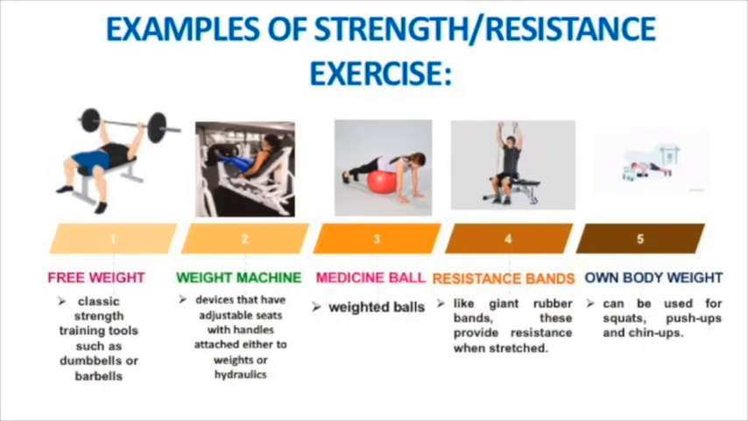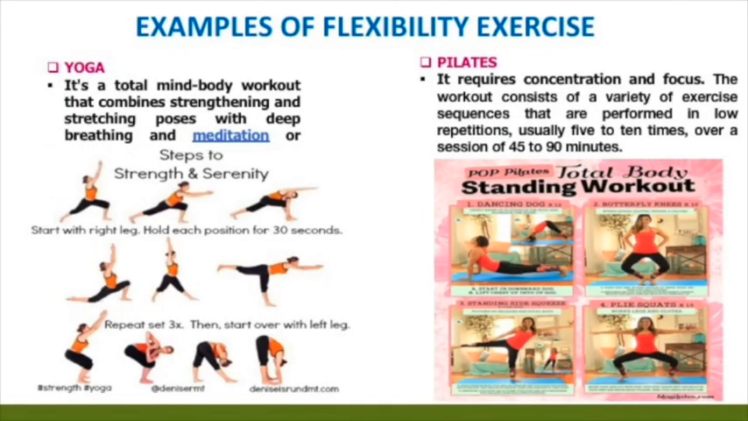There are also a few examples of strength or resistance tools such as free weights, weight machines, medicine ball, resistance bands and your own body weight. Moreover, there are 2 examples of flexibility exercise. First, yoga, which combines strengthening and stretching poses with deep breathing and meditation. As shown in the picture illustration, you may try the steps to strength and serenity by first starting with your right leg and holding each position for 30 seconds, repeating the set 3 times and then starting over with your left leg.